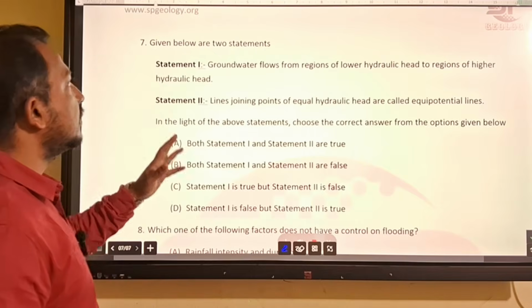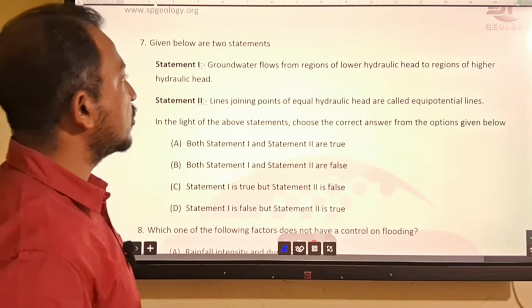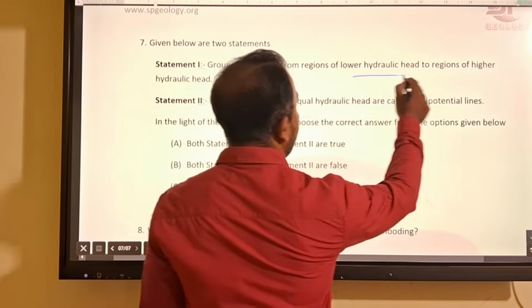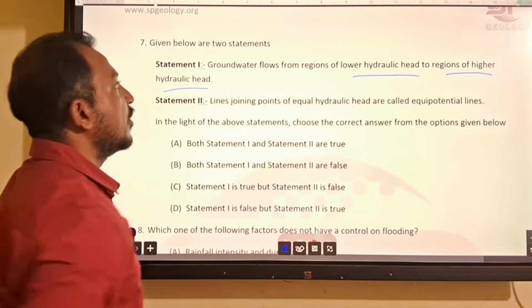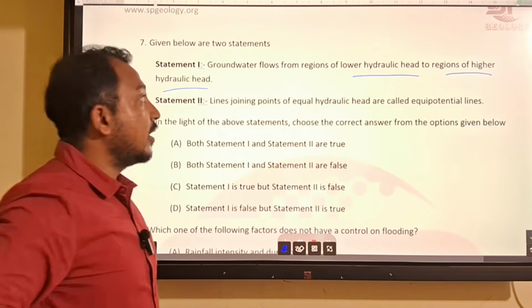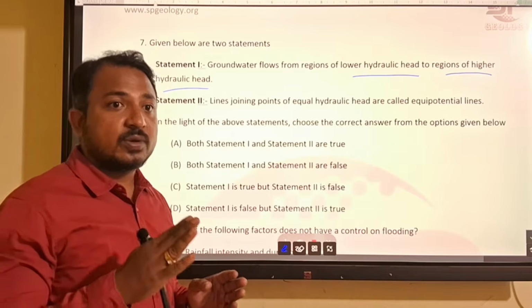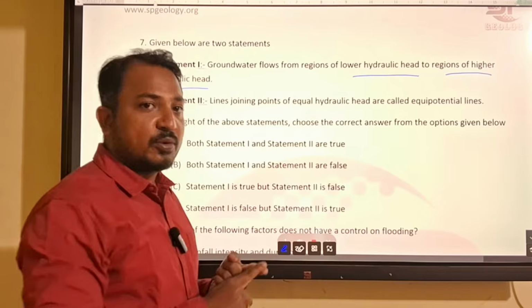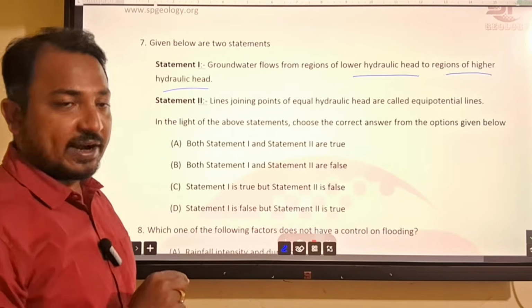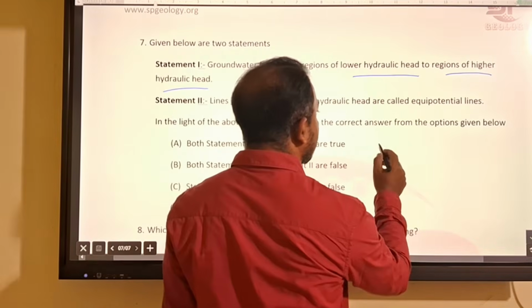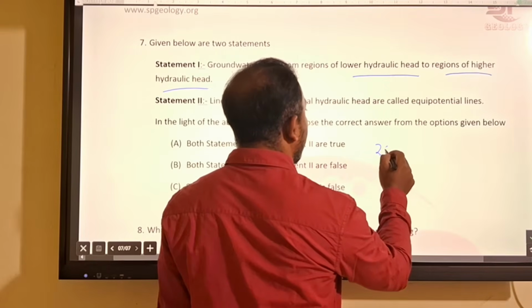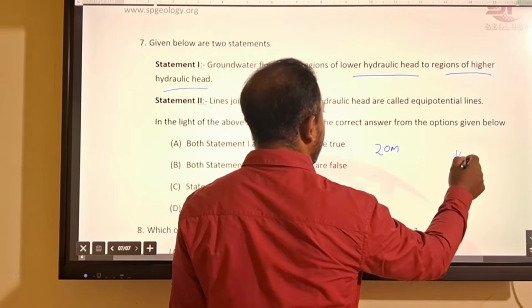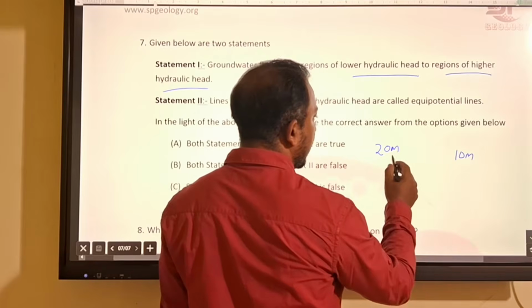Two statements are given here. Groundwater flows from regions of lower hydraulic head to regions of higher hydraulic head. So always remember, groundwater always flows towards decreasing hydraulic head. That means it always flows from higher hydraulic head to lower hydraulic head. Suppose we have a region which has a height of 20 meters above sea level, and another at a height of 10 meters from sea level.